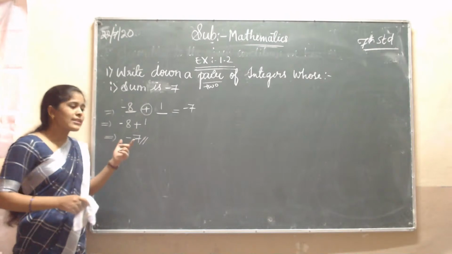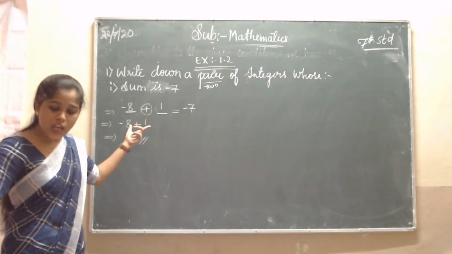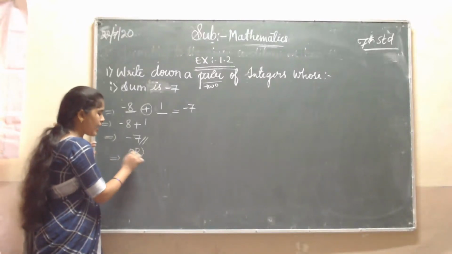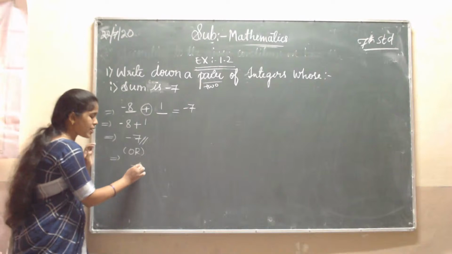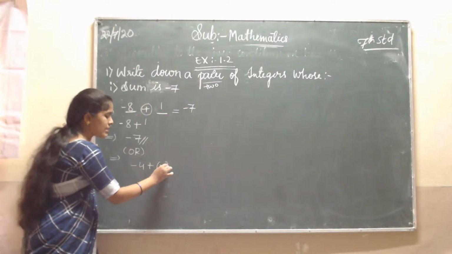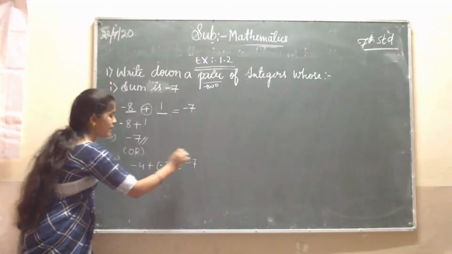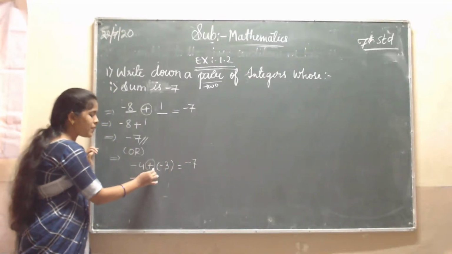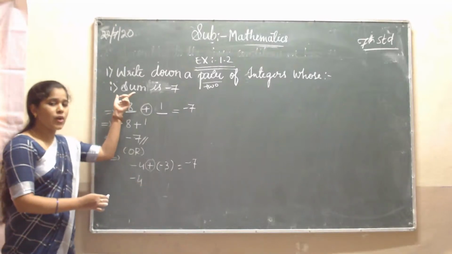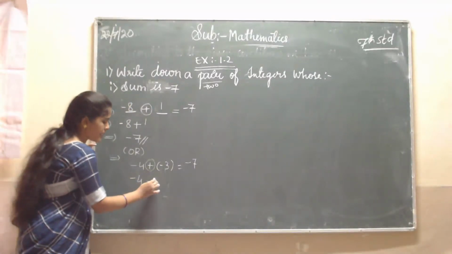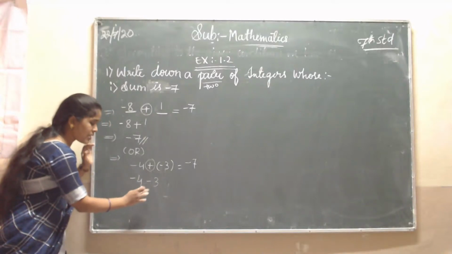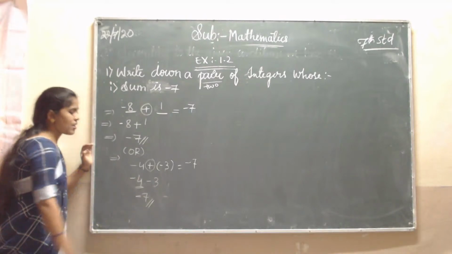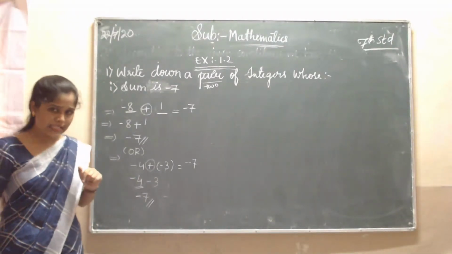Understood? Not necessary to take these numbers only. If you want to take other numbers, you can. See here. Minus 4 plus minus 3 equals minus 7. Minus 4 keep as it is. Plus, why are we taking this plus? They said to sum, to add. Plus minus 3, minus minus is plus, 3 plus 4 is 7, but the greater number is 4, then minus 7. You will get the same answer.